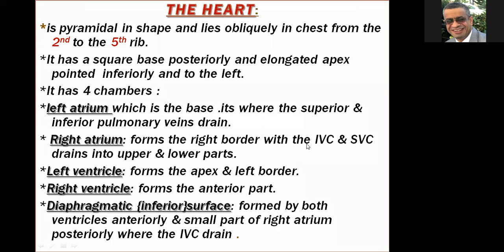The left ventricle forms the apex and the left border. The right ventricle forms the anterior part, and the diaphragmatic inferior surface is formed by the ventricles anteriorly, with a small part of the right ventricle and right atrium posteriorly, where the inferior vena cava drains.